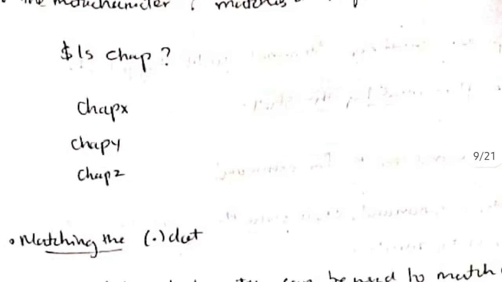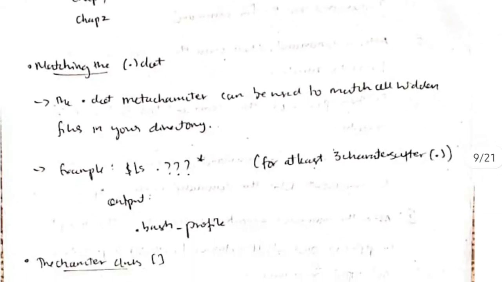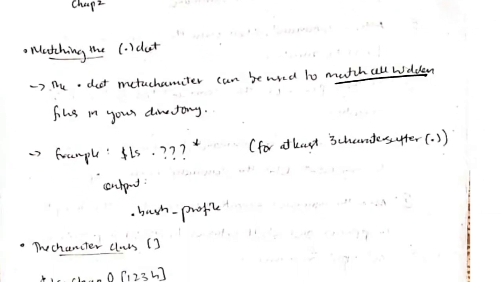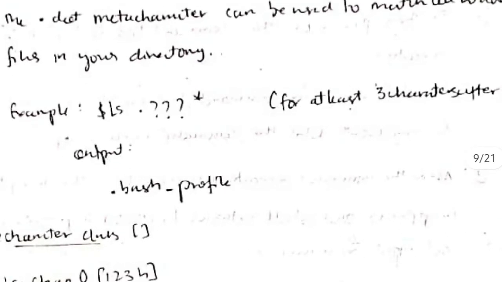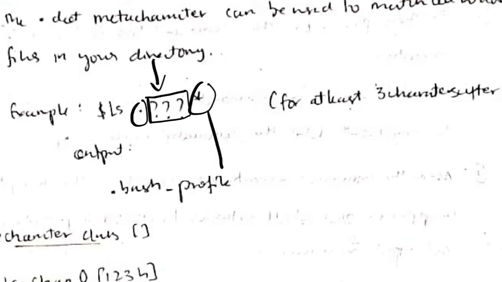Okay, the next one is matching the dot. Dot is a meta character that can be used to match hidden files. Hidden files start with a dot. So if you have to match any hidden file, we can use a dot followed by 3 question marks, meaning it should have at least 3 characters, and after that it can have more or not.